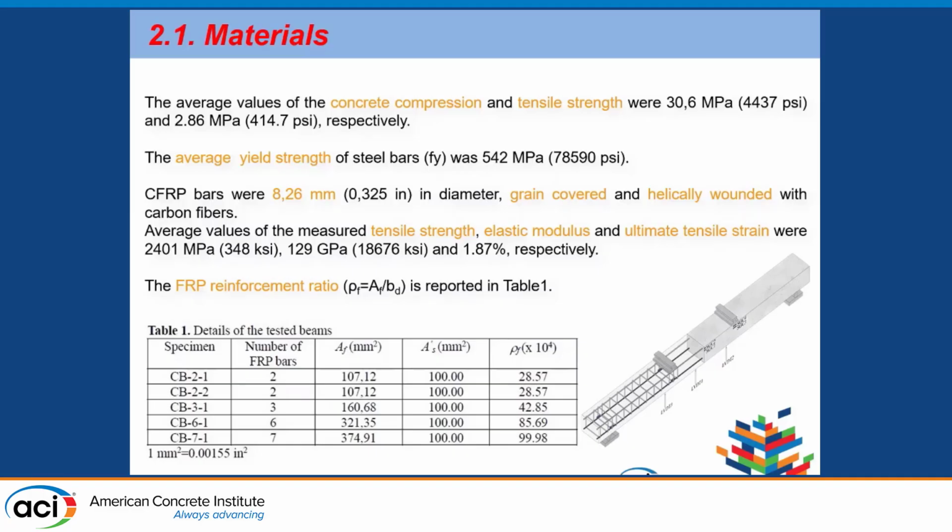And finally, moving to the CFRP rebar, which had a diameter of approximately 8.8 millimeters, and was grain covered and helically wound with carbon fibers. This composite rebar had a tensile strength equal to 2,400 megapascal, an elastic modulus close to 130 gigapascal, and the ultimate tensile strain was equal to 1.87%. In this slide, you can see the main parameter that was varied in the experimental campaign, which consists in the number of FRP rebar, which varied from 2 up to 7.